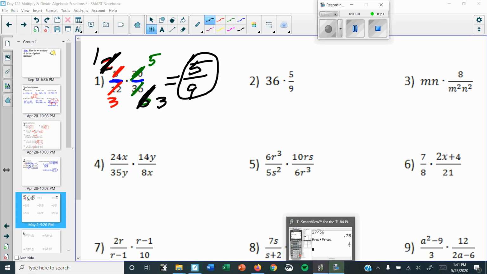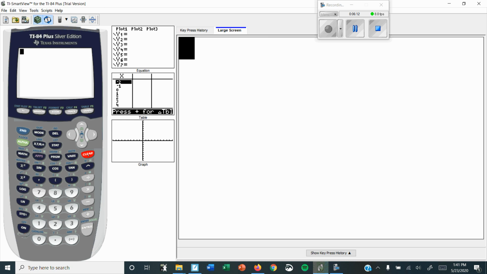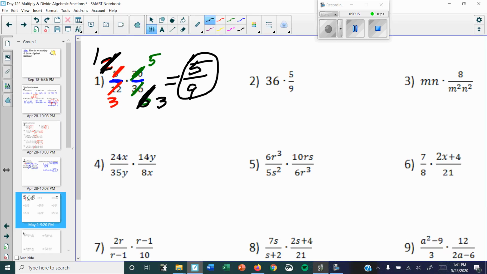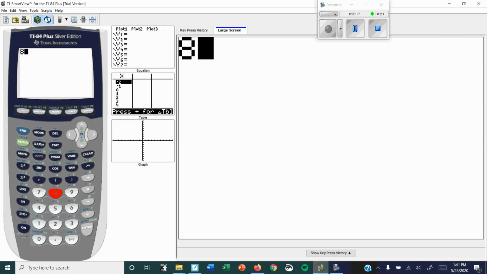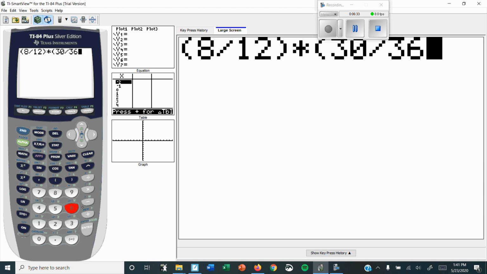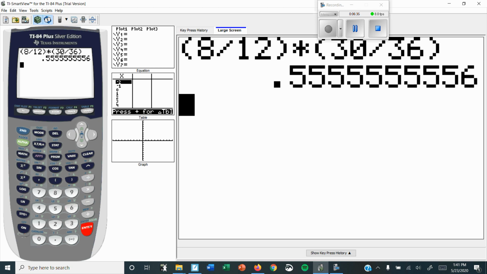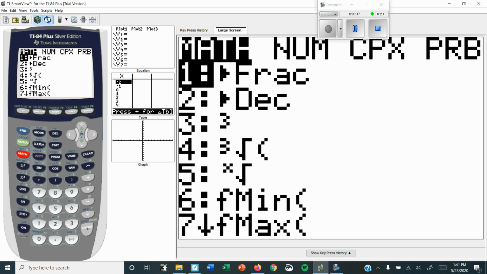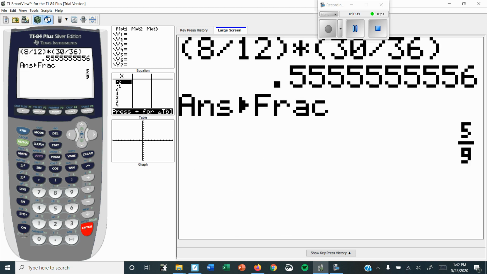But obviously, if it's all numbers, what could you do? Just type it in. 8 over 12, 30 over 36. And I probably should have put it in parentheses. I'll just start from the beginning. Parentheses, 8 over 12 times 30 over 36. Okay, and then remember, go to math, frac, enter. So obviously that's easier if you just want to type it in.